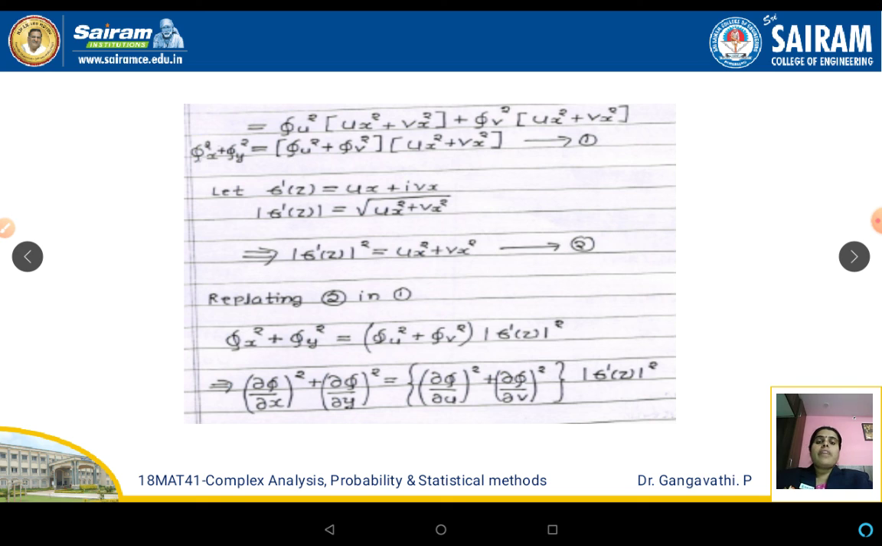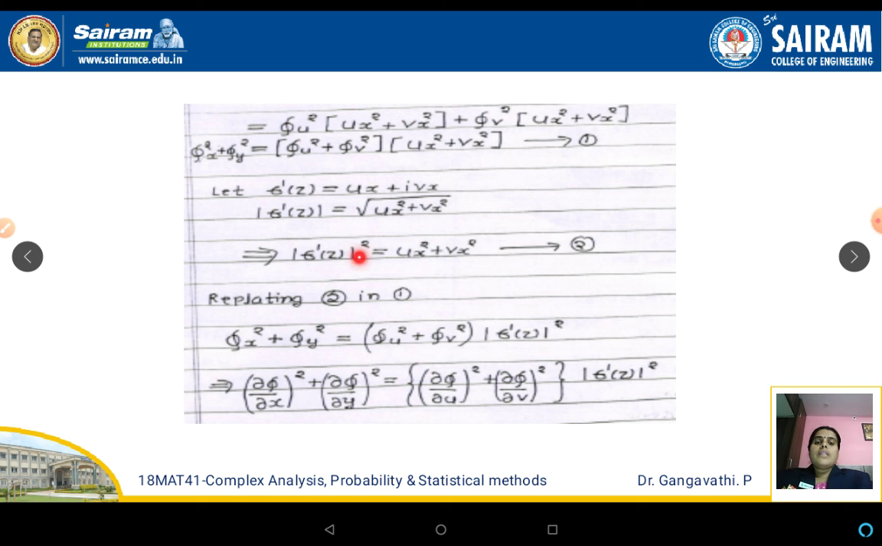On simplifying, phi u square is a common term, remaining is ux square plus vx square. Phi v square is a common term, remaining is ux square plus vx square. So again ux square plus vx square is a common term, remaining is phi u square plus phi v square. Now consider f dash of z, which is ux plus i vx. We will keep using this in problems. The modulus of f dash of z is the square root of the squares of the real and imaginary parts.